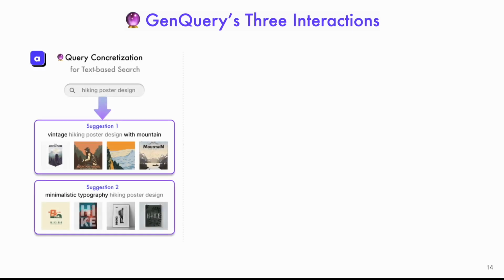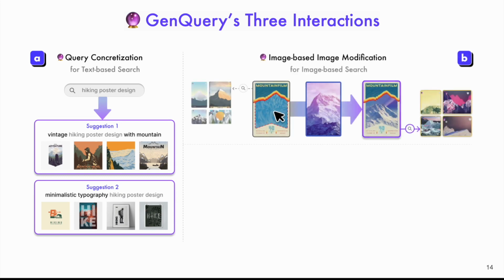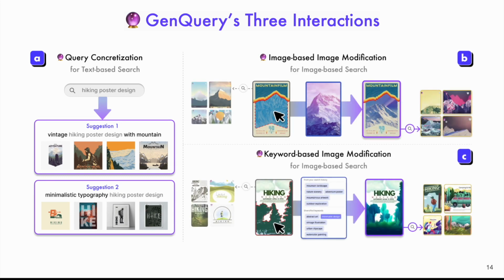The three design goals mentioned earlier, concretizing the user's vague text queries with the expected search result, and allowing modification of image areas with other images, or natural language expressions, have been implemented in GenQuery. Let's take a closer look at each of them through demo videos.